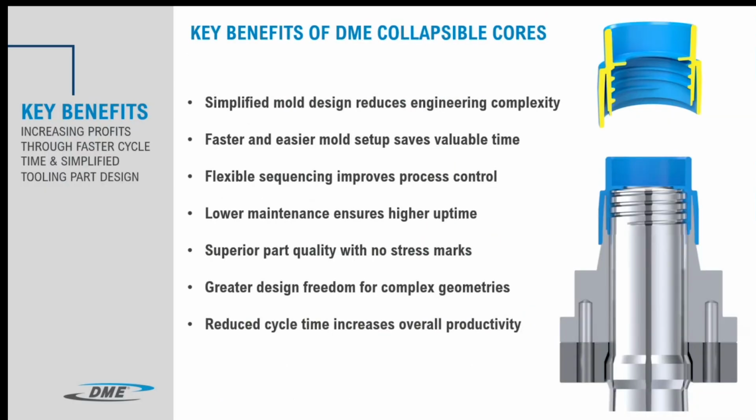Benefits of DME collapsible cores. It simplifies mold design and reduces engineering complexity. Faster and easier mold setups save valuable time. Flexible sequencing improves process control. Low maintenance ensures higher uptime and lower operating costs long term. Superior part quality with no stress marks. Greater design freedom for complex geometries. And reduced cycle time increases productivity.